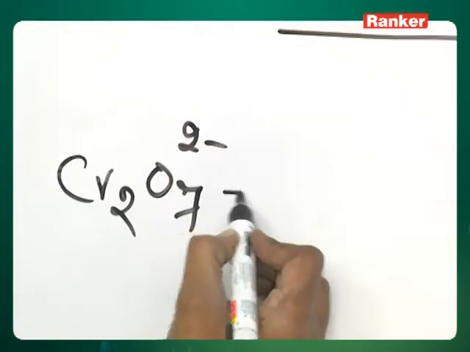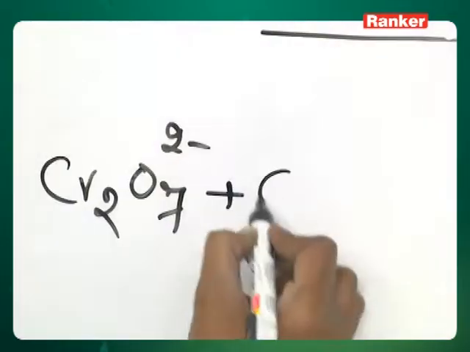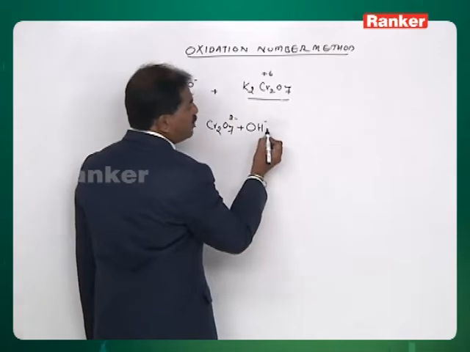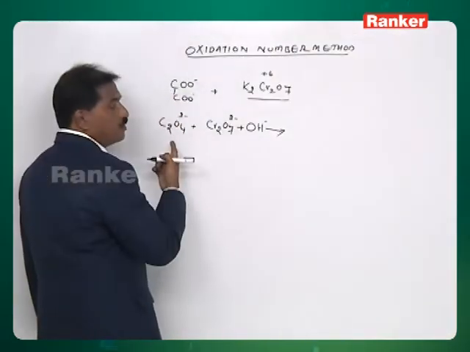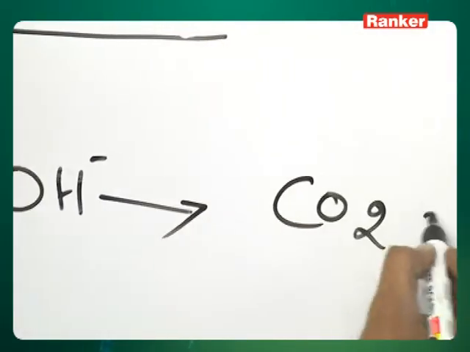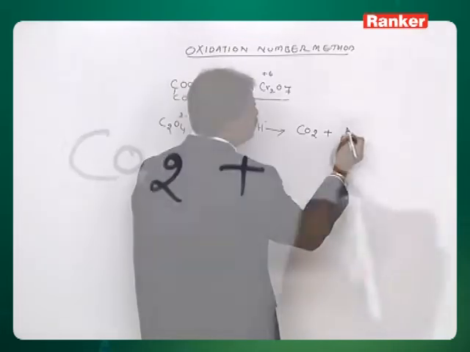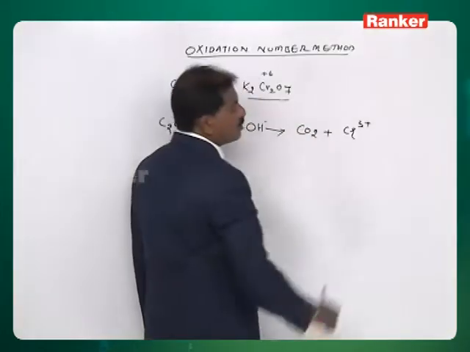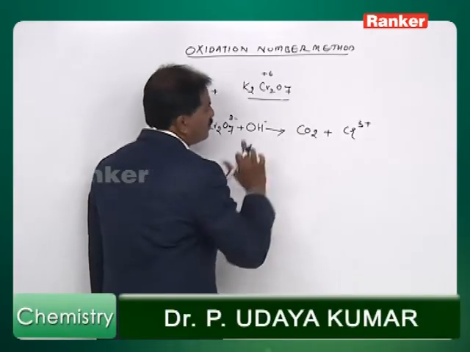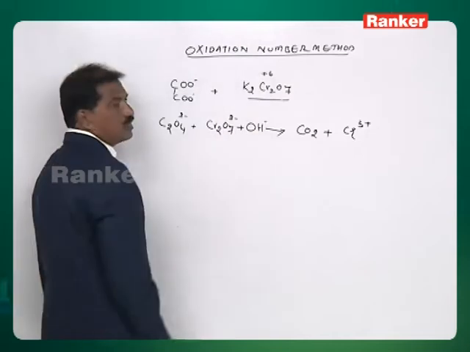Now, let us conduct this reaction in alkaline medium. Now, in the alkaline medium, let us say this C2O4 2- oxalate has been oxidized into CO2. Next, dichromate has been reduced to Cr3+. This is the net reaction that is taking place in the alkaline medium. Now, we want to balance this reaction through the oxidation number method.